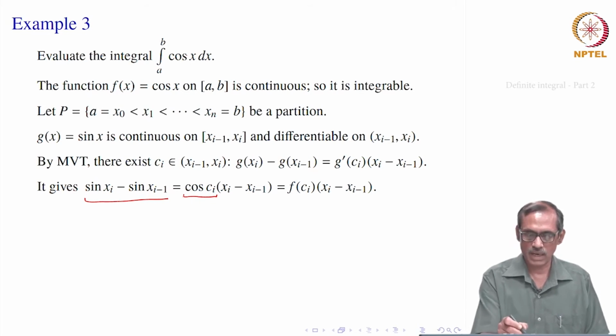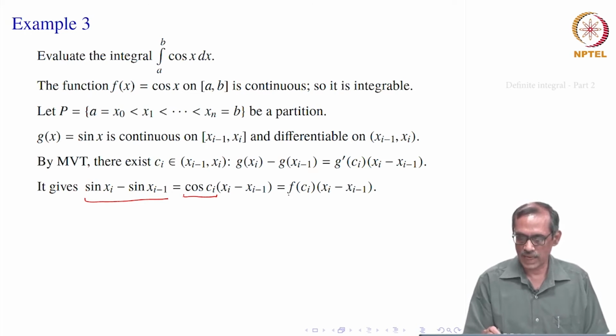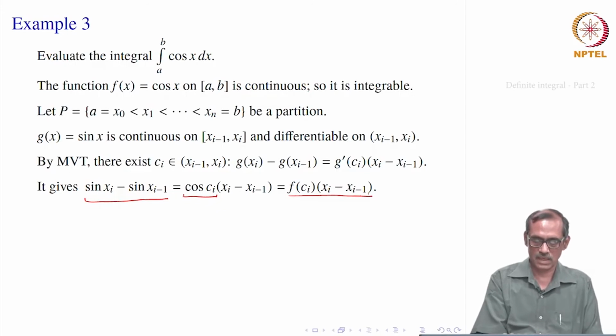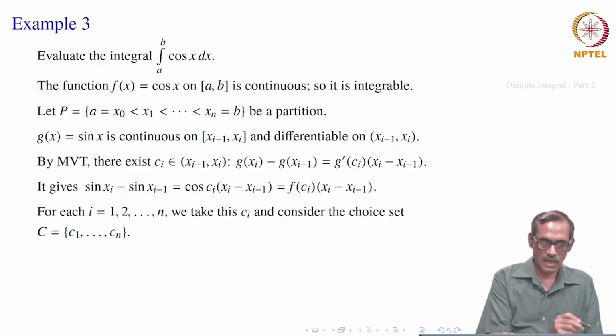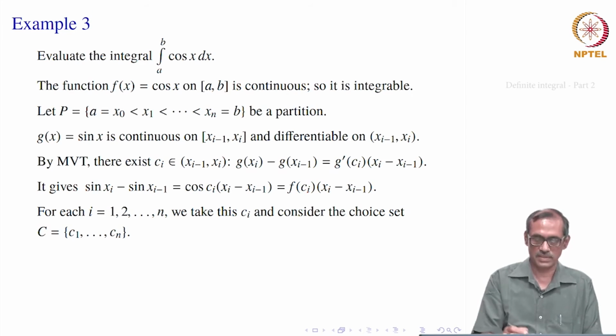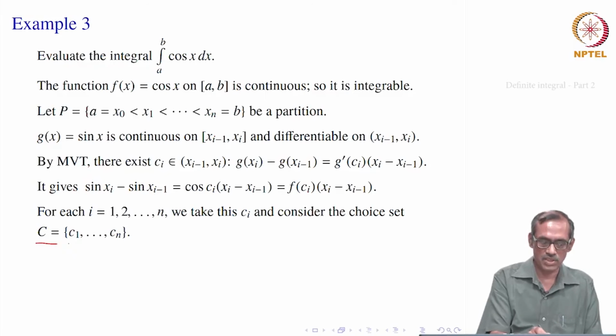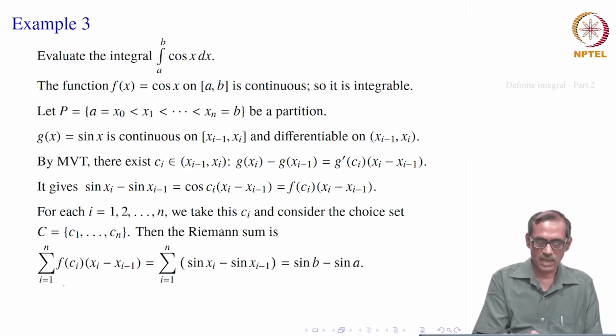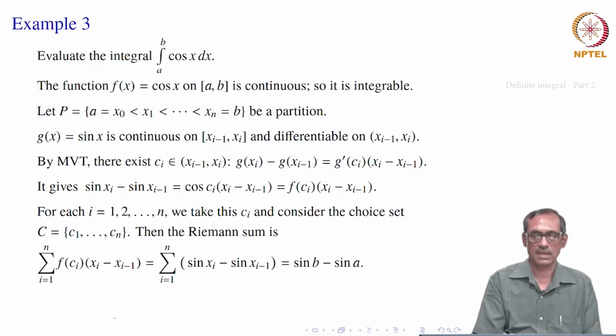Now, what is cosine ci? Our f of x is cosine x. So, it is f of ci into (xi minus xi minus 1). So, that is the advantage in getting this ci. Now, we have to take the Riemann sum. So, we will choose our points ci, that choice set, as these ci's, fine. So, with this choice set c equal to c1 to cn, we have the Riemann sum, the summation of f of ci into (xi minus xi minus 1), that is now equal to, because of this, the summation of sin xi minus sin xi minus 1.